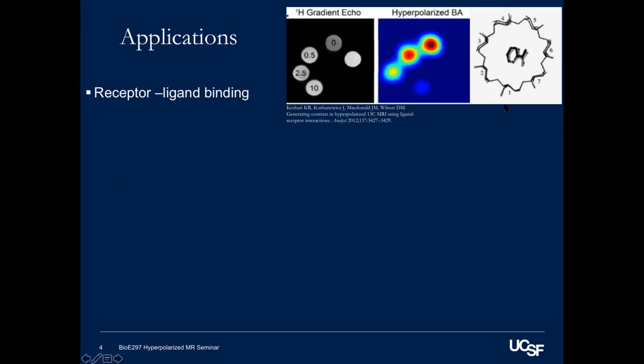And so this is one of the reasons why it has not been very widely used for receptor ligand binding. It's because you get a null signal when there are more receptors. Any ideas why? Why do we lose the signal when it's bound?